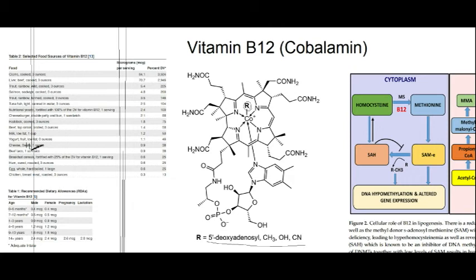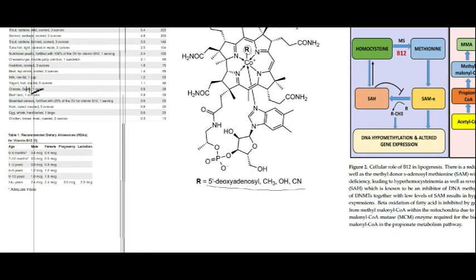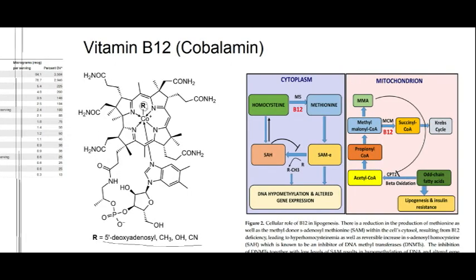So up here, sources: things like clams, liver and beef, trout, salmon, tuna fish, so a lot of fish sources are high in vitamin B12. And for 14 plus years, we need about 2.4 micrograms in order to have our recommended daily allowance.